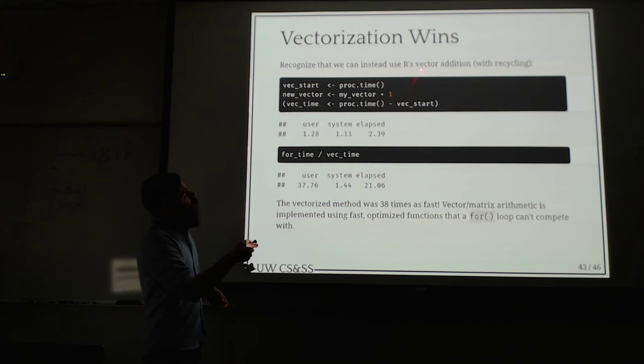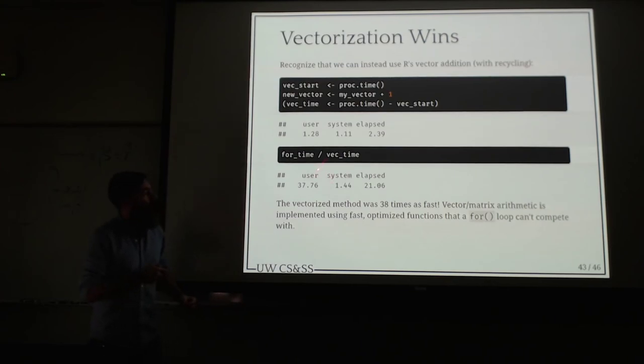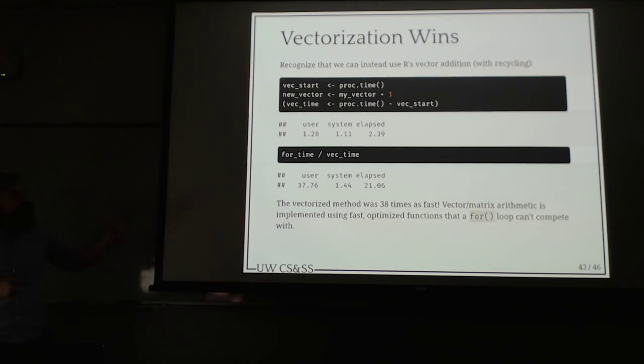So, if we instead use R's vector addition, I could take this length 1 billion vector and just say, my vector plus 1. R will take care of everything else behind the scenes, and as you can see, it will do it about 38 times faster than doing it in the loop. Okay? The idea here is that vector and matrix math in R is a hell of a lot faster than loops.